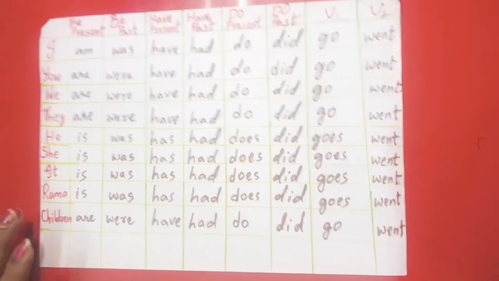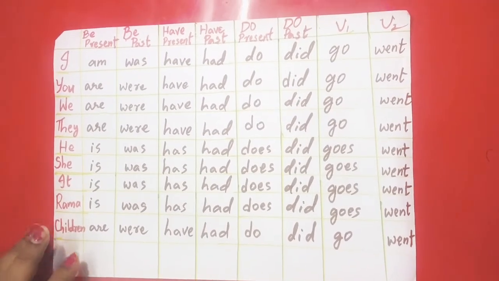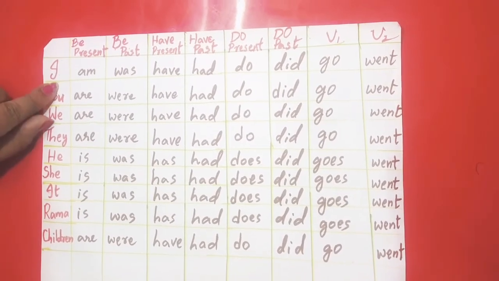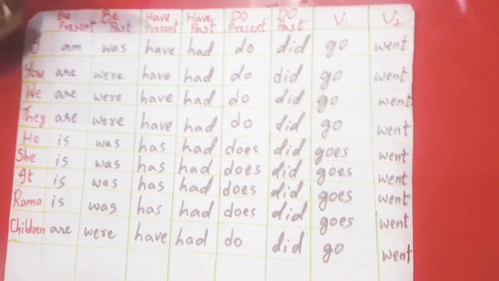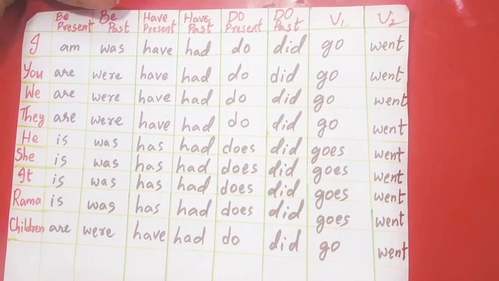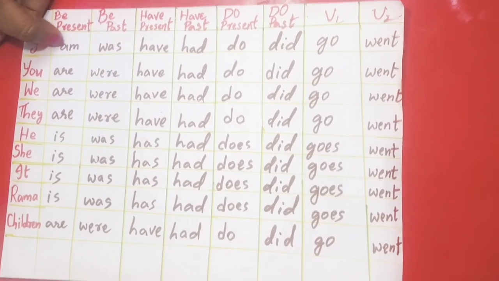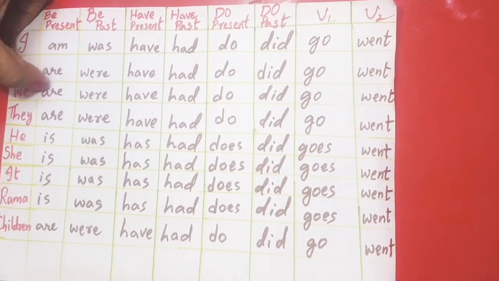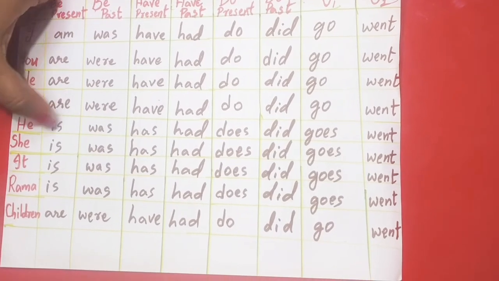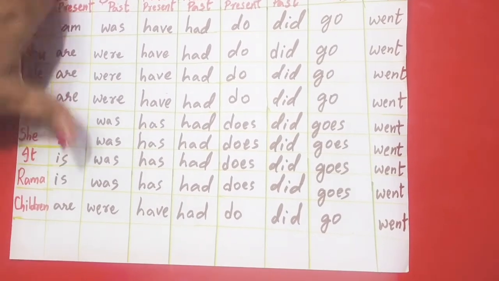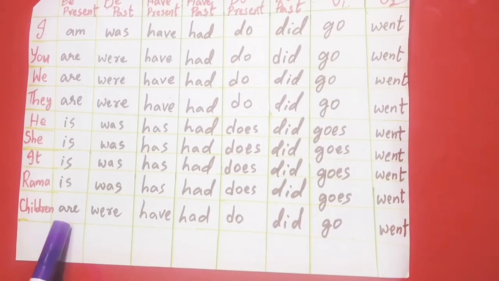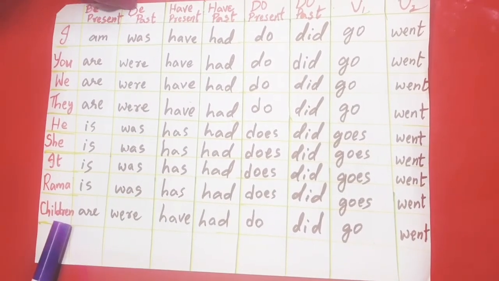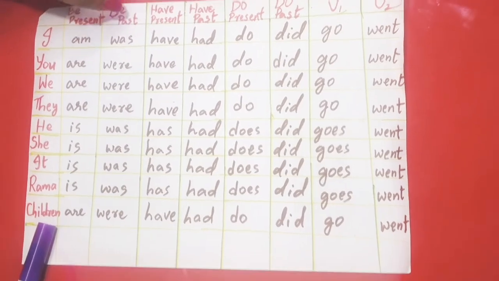Whenever we are using be present tense, we have three: am, is, are. So I is used with am, you are, we are, they are. He is, she is, it is, Rama is. Whereas for children we use plural word are. For be past tense we use was and were.